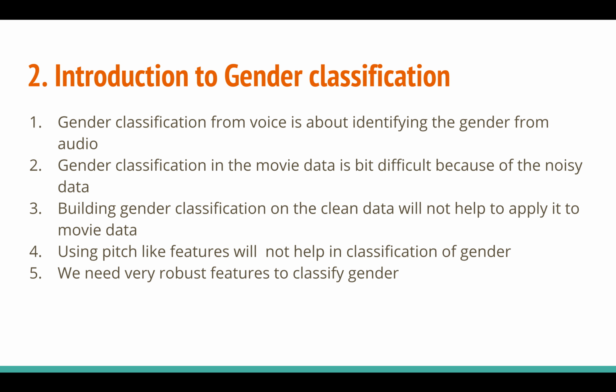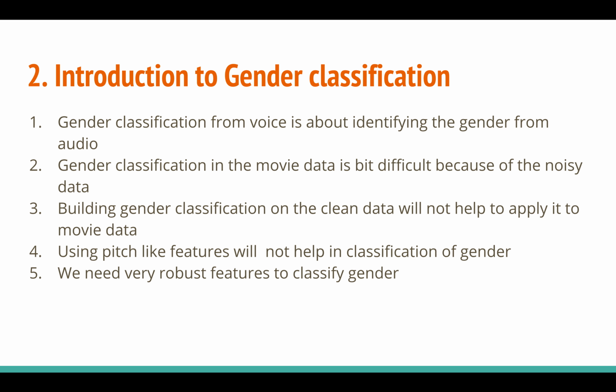So the main point here is that movie data will have a lot of background music and a lot of noise. It's edited audio. So that is the reason simple features like pitch cannot do discrimination between male voice and a female voice in movie kind of data. So if we build a gender classification model using some clean data, and if we try to apply the same thing on the movie data or a YouTube kind of data, this will not work because of the background music and edited audio content.